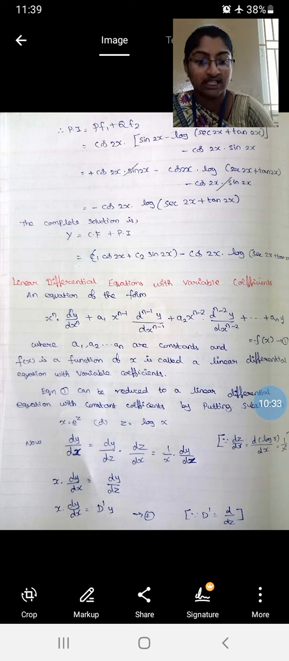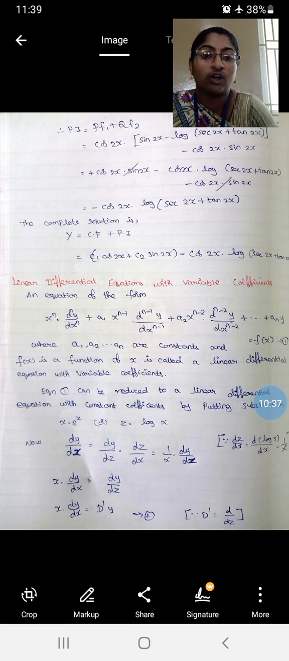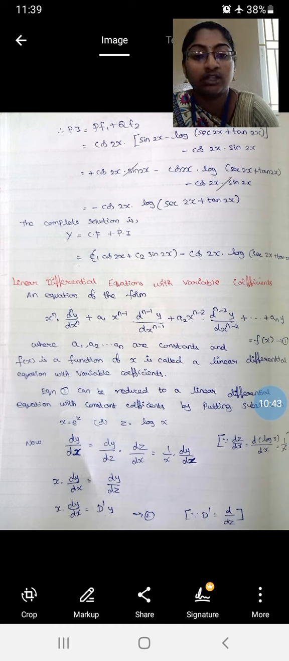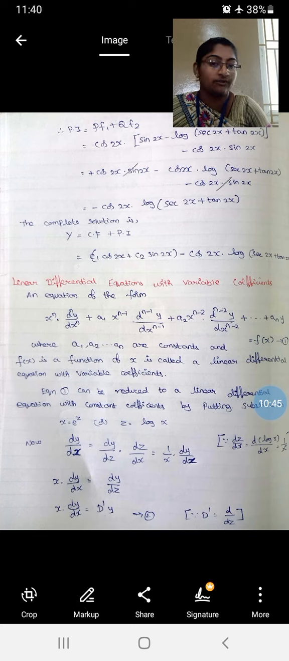Mark this as the first equation, where a1, a2, a3, etc. are constants, and f of x is a function of x, is called the linear differential equation with variable coefficients. So the function is usually denoted as f. So this is a variable coefficient.